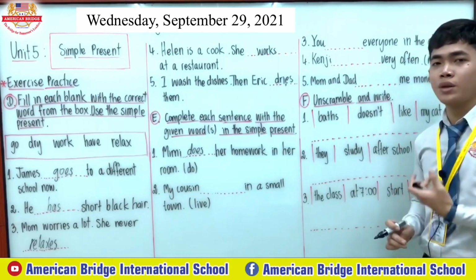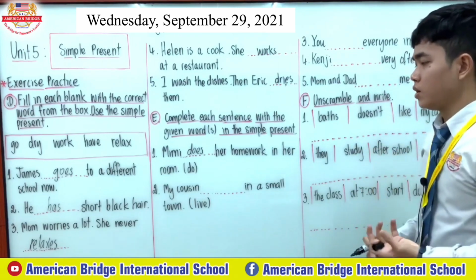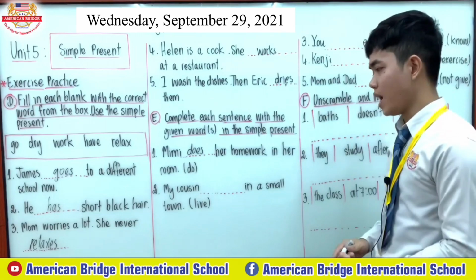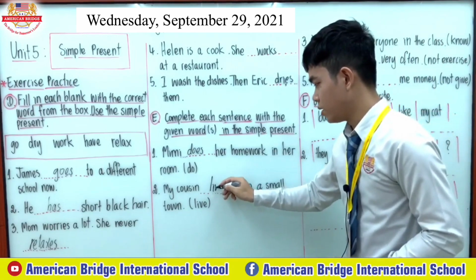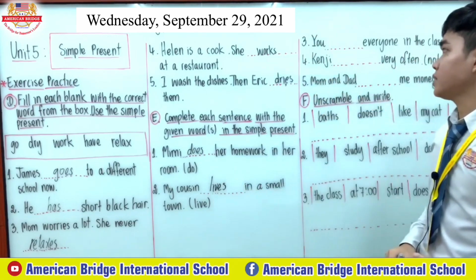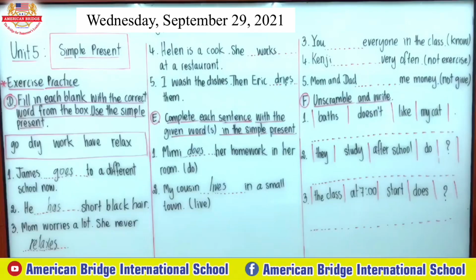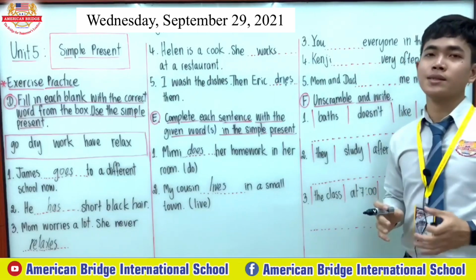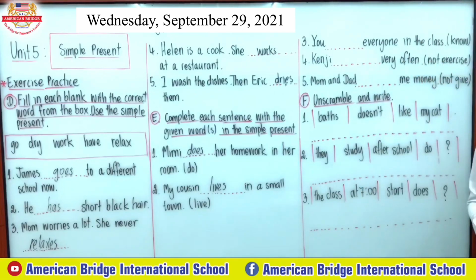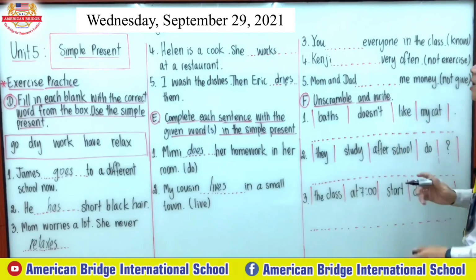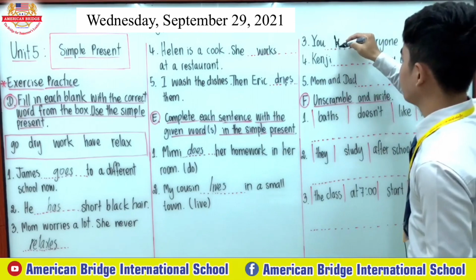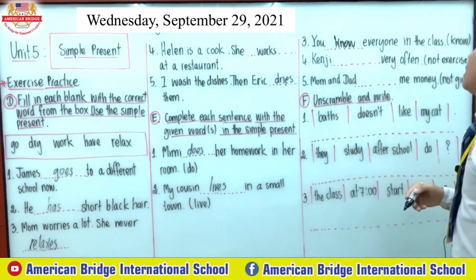So when every verb is used with a singular subject, you need to add s, es, or ies. Okay, good. Lives. Very nice. So number 3, you. Everyone in the class, you know, right? So "you" is not a third person singular subject. So any verb that is used with that subject, we still keep the original form, right? Okay, so you know. You know everyone in the class.